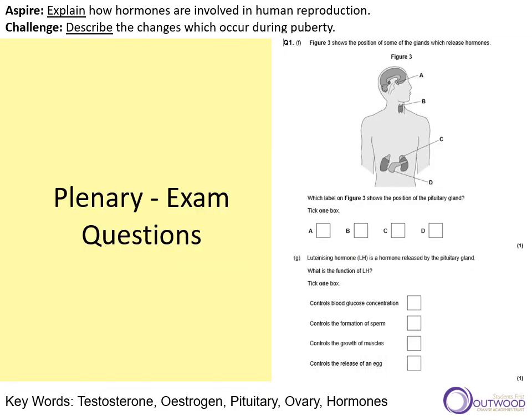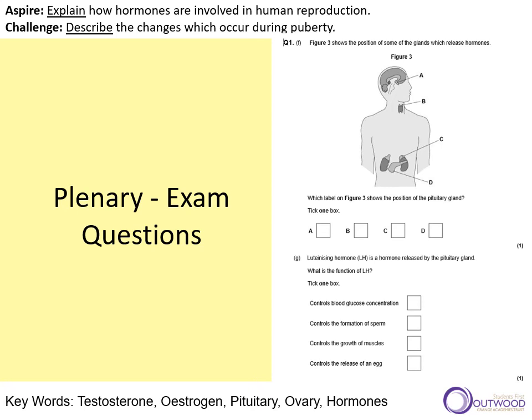Now, just to finish off, I'd like us to go through some exam questions. Not too many. Question 1: figure 3 shows the position of some of the glands which release hormones. Which label on figure 3 shows the position of the pituitary gland? Then part G: luteinizing hormone is a hormone produced by the pituitary gland. What is the function of LH? You only need 30 seconds to answer those two questions.